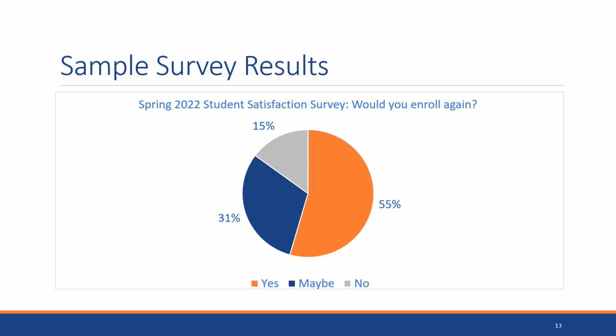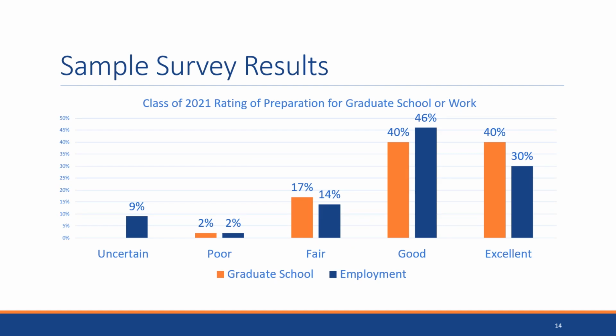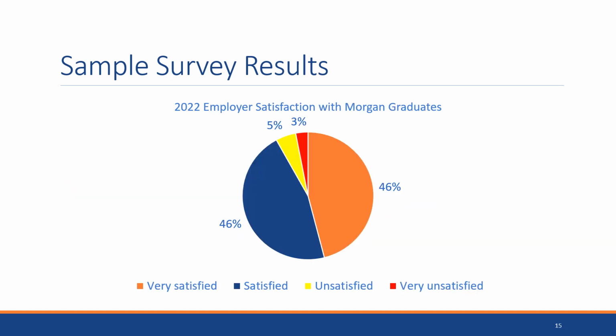This is a sample of survey results taken from the Spring 2022 Student Satisfaction Survey on Would a Student Enroll Again? Here you can see that 55% said yes. Here is another sample from Class of 2021 ratings of preparation for graduate school or work. As you can see, whether it is employment or graduate school, most of the respondents' ratings were either good or excellent. Sample results from the 2022 Employer Satisfaction with Morgan graduates revealed that 92% of the respondents were satisfied or very satisfied.